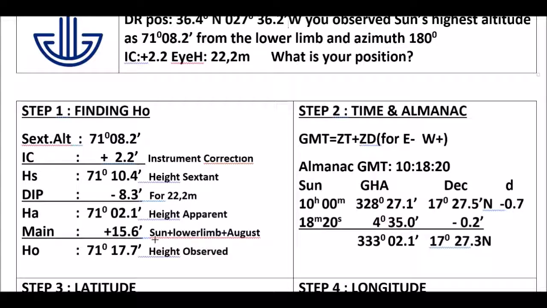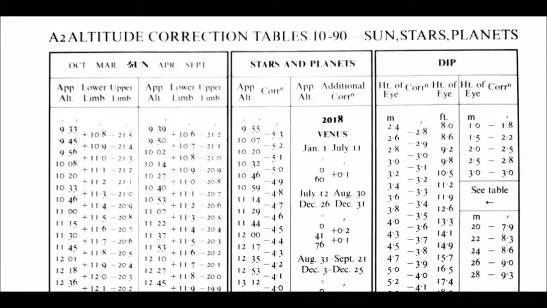Now we have to make the correction caused by the celestial body. For the Sun, we have to make semi-diameter, parallax, and refraction corrections. In the same correction table, altogether given, but we have to look at the table with the sky object, which limb we used, and what is the month. We are looking for the Sun and the month August. Between April and September, we will use this column. And the other value, apparent altitude and lower limb.